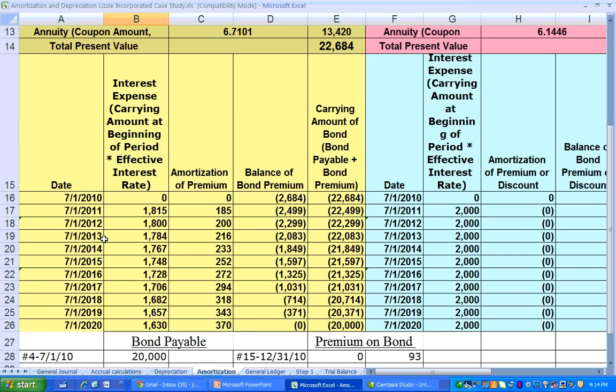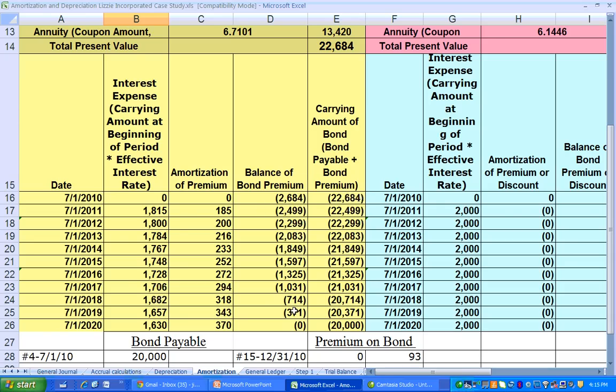Some financial accounting books show this amortization of the $2,684 spread evenly over 10 years. So $268.40 a year. That's not GAAP, not generally accepted accounting principles. So we're going to teach you the right way, the GAAP method, which is effective interest method.